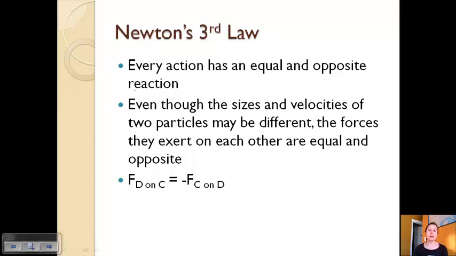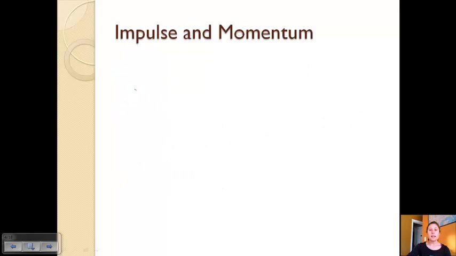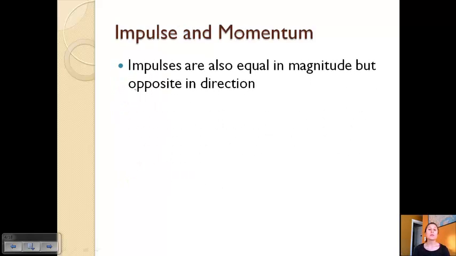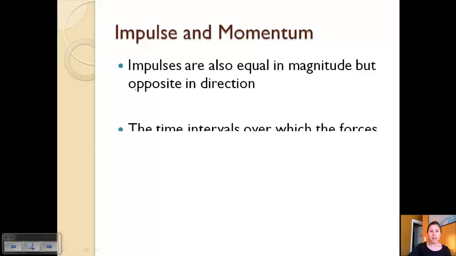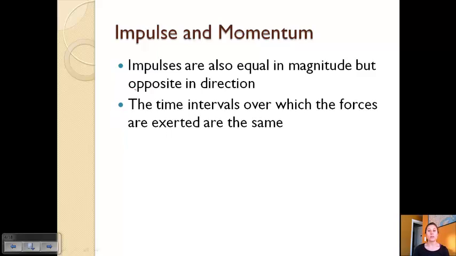This leads to our law of conservation of momentum, which relates to how the force of object D on object C is equal to the negative force of object C on D. So we have an interaction pair of two forces acting on different objects. This can relate to impulse and momentum. Impulses are also equal in magnitude but opposite in direction, and the time interval over which the forces are exerted is the same for both objects.